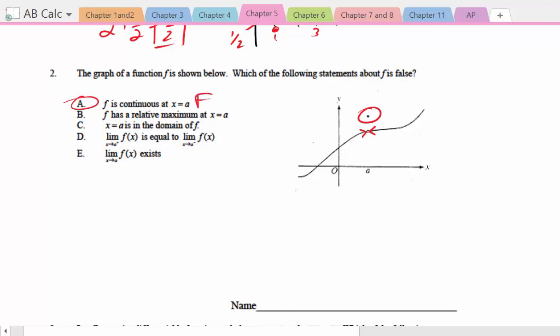As I said, since the point at A is higher than the points to the left and the right, this actually makes B true. F does have a relative maximum at x equals A. X equals A is in the domain. That's true because there's a point there. The limit from the left and the limit from the right is true because they are approaching the hole. Regardless if there's a hole there, they're approaching the same y value. And since D is true, that must mean E is true as well.